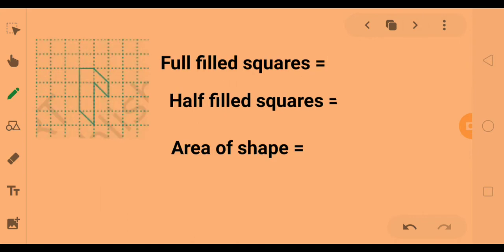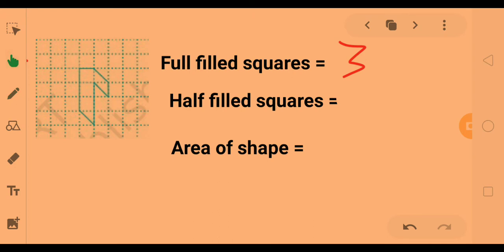Let us take another example. Here you can see another figure on a graph sheet, on a square sheet, and here only full filled squares and half filled squares are there. So it is easy to find its area. First of all, let us take the number of full filled squares. So what are they? 1, 2, 3. So there are 3 full filled squares. So we write 3.